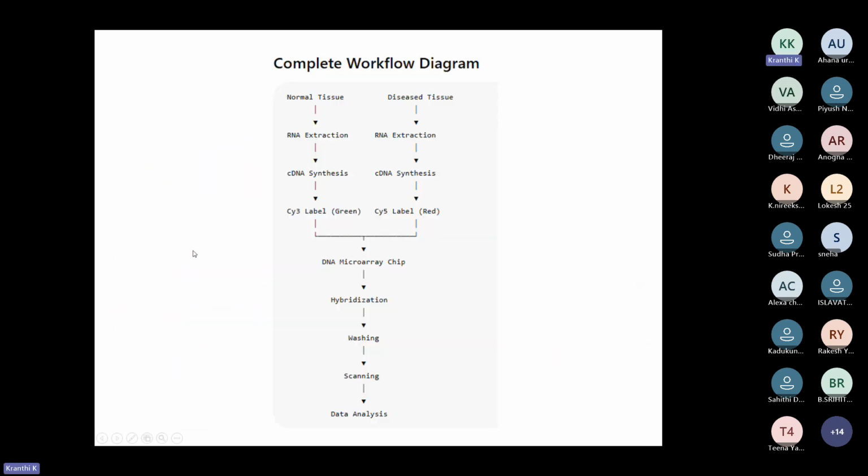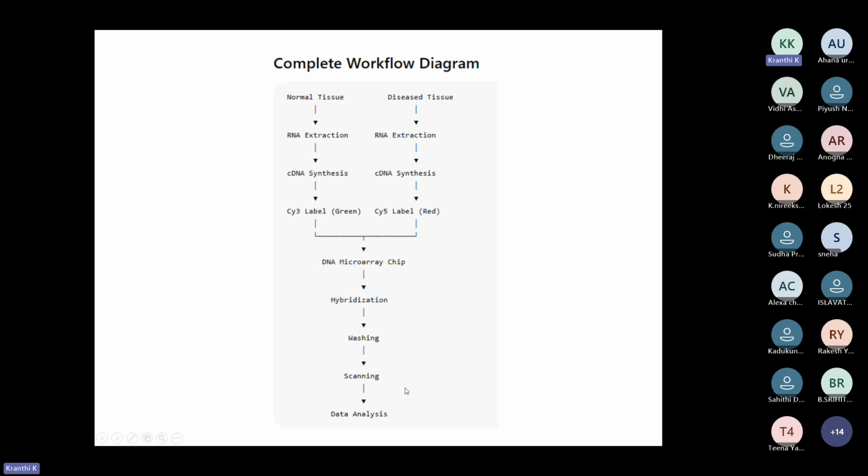What we do, we create a microchip. What does the microchip contain? The microchip contains 10,000 to 20,000 known DNA fragments, right? Those are all coding sequences only. We already know which one will express what type of protein.